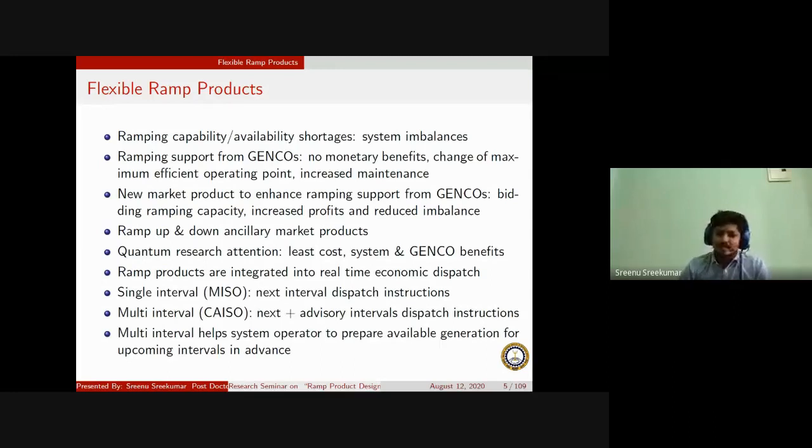Mainly two types of real-time economic dispatch strategies are available. One is single interval and another is multi-interval. In single interval, we produce the next interval dispatch instruction. In multi-interval, we produce advisory dispatch instructions along with the next interval dispatch instruction. And this advisory dispatch instruction will help the system operator to prepare his generation in advance. So the multi-interval strategy is better than single interval.